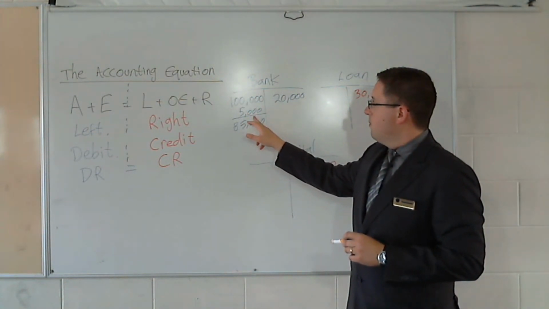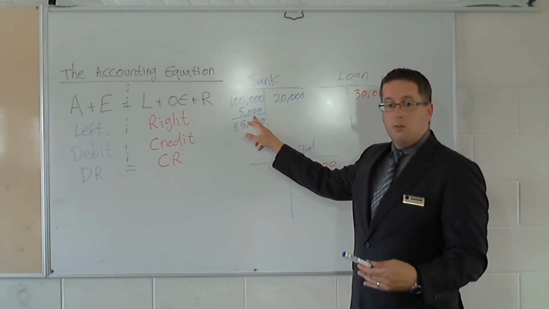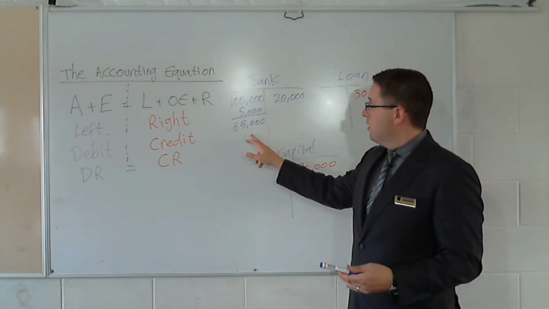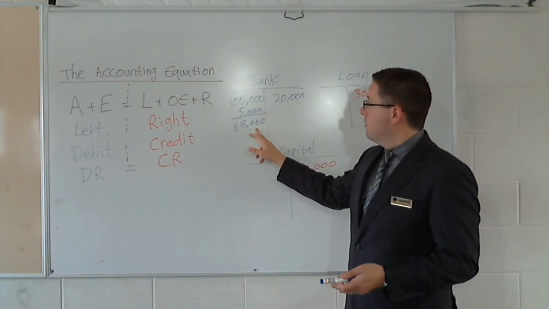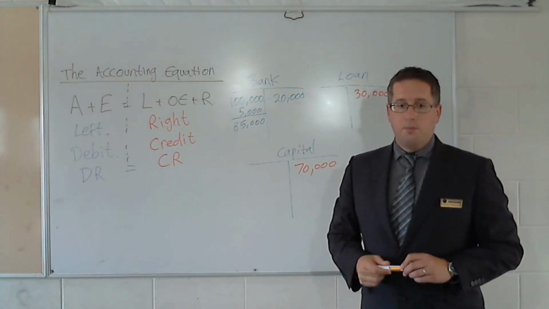So there you go, if you can hopefully see the detail. $100,000 we started with. We increased it by 5,000 using a debit. And then we decreased it by $20,000. So now there's $85,000 in the bank.